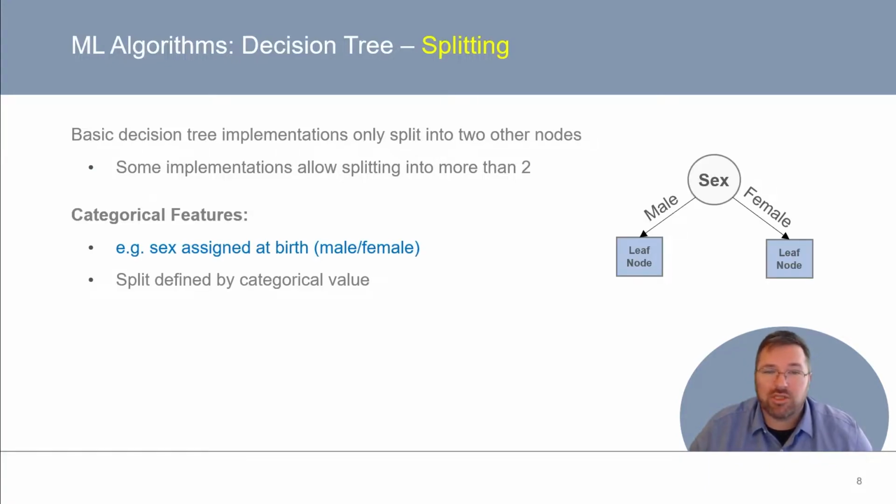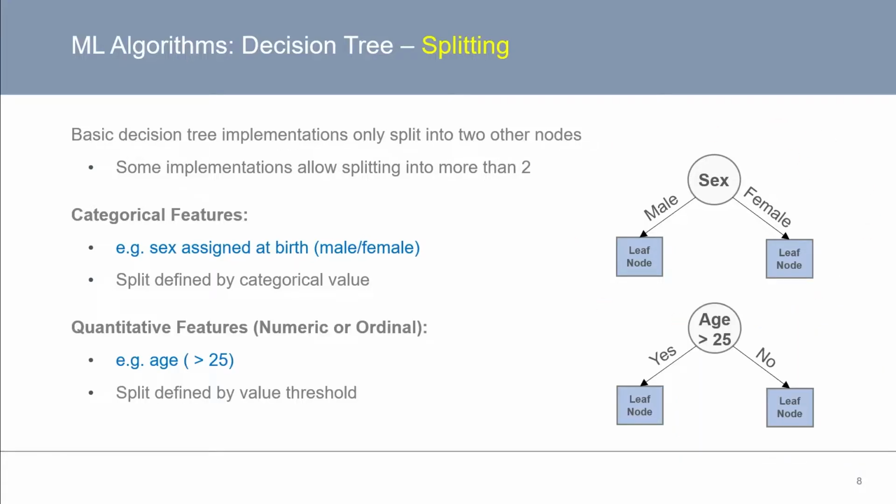How splitting works first depends on whether a feature is categorical or quantitative. For categorical features, such as sex assigned at birth, the split is defined by the instance having one categorical value or the other, as can be seen here. And for quantitative features such as age, the split is defined by some threshold value for that feature. For example, is age greater than 25 or not?